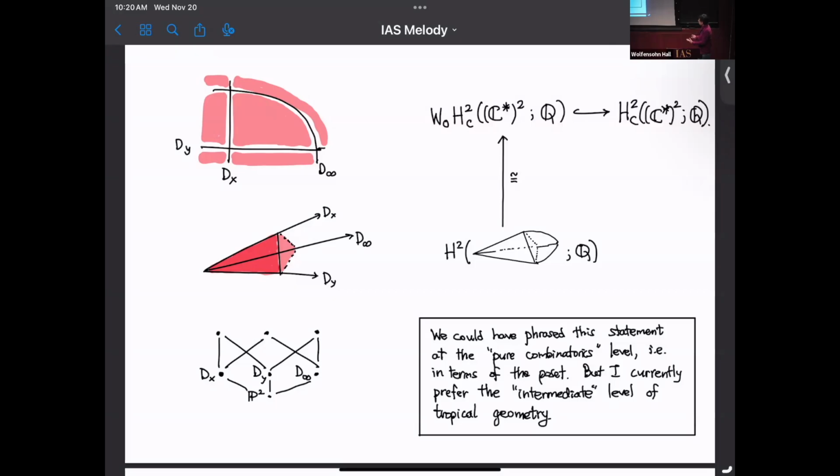And there's a lot more to be said here, but I'm claiming that this one subspace of the weight filtration is combinatorially controlled and exactly in this manner. Did I answer your question? Great. Any other comments or questions?